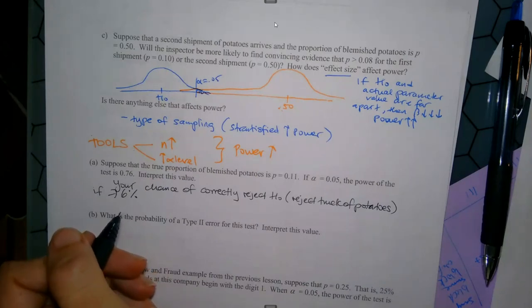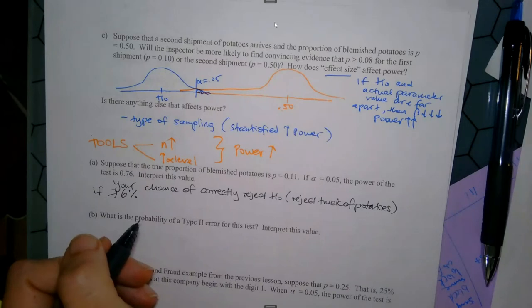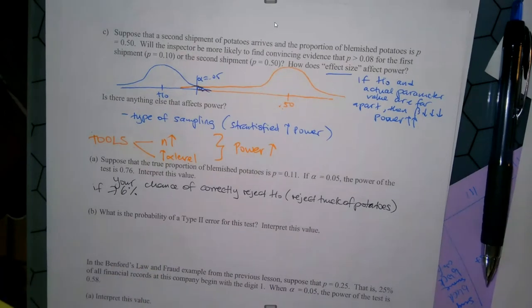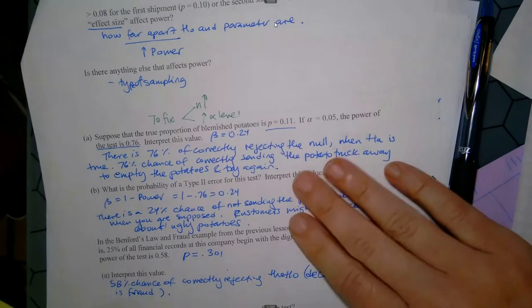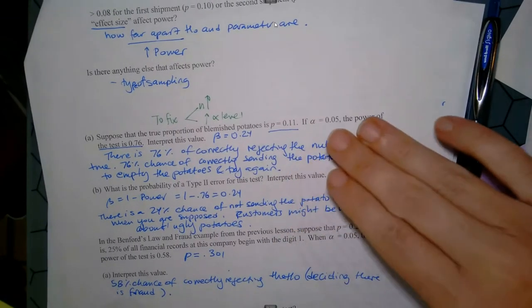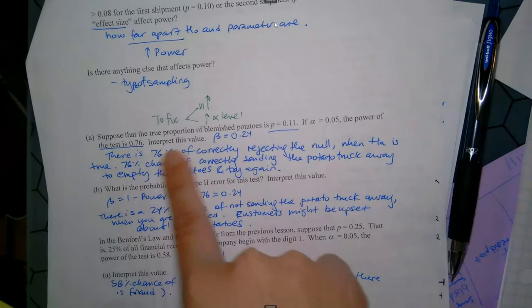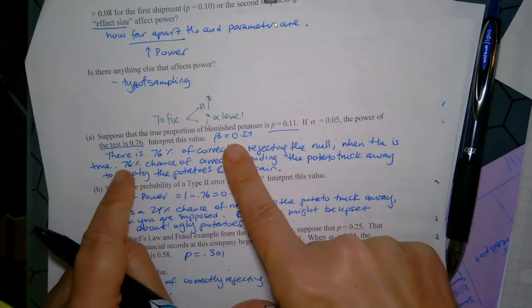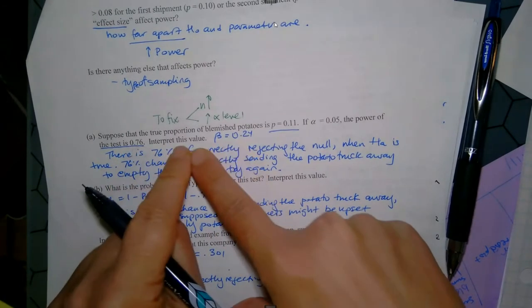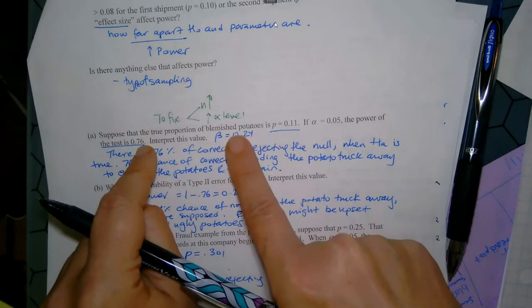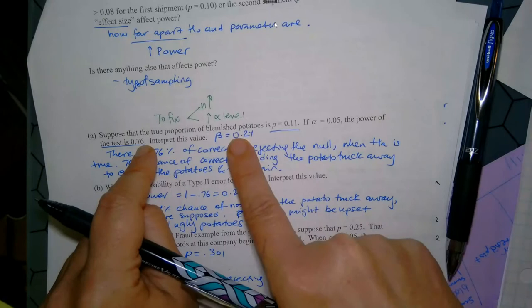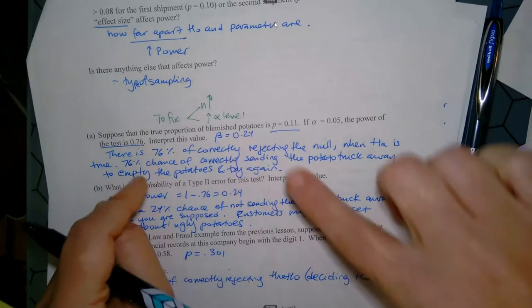So there's a 76% chance of correctly rejecting the null when the alternate is true. You have a 76% chance of correctly sending the potato truck away to empty the potatoes and try again. That's what it says in the notes that I have over here. If in fact the truck is bad, your chance of deciding the truck is bad is 76%. The other thing I put on here is beta is 24%. Power plus the chance of a type 2 error add up to 1. So a 76% chance of rejecting the potatoes means a 24% chance of a bad truck, but you don't notice it's a bad truck. So that's not great.